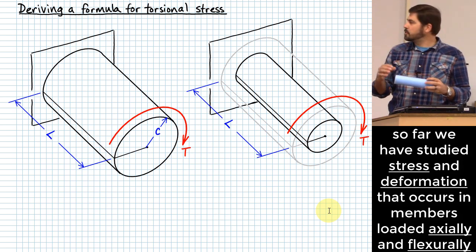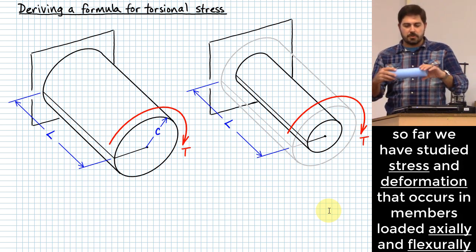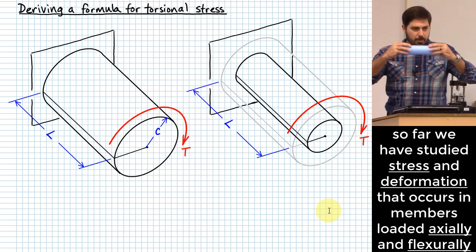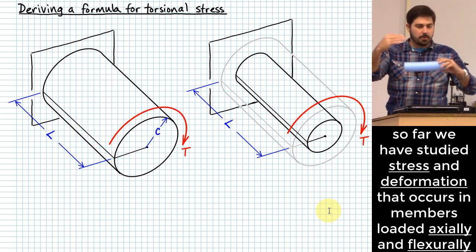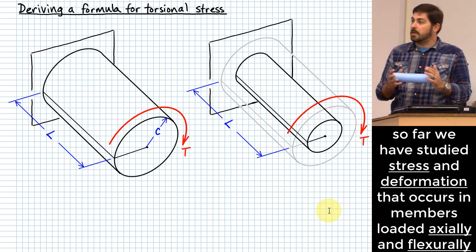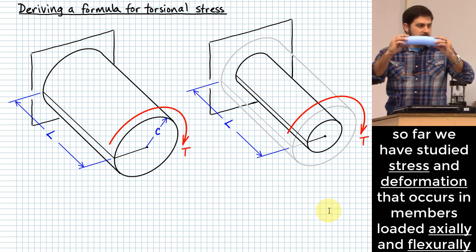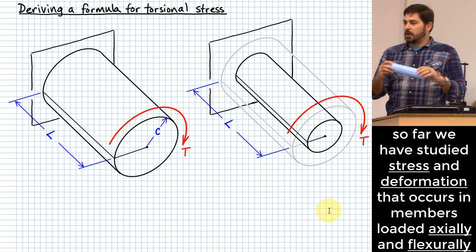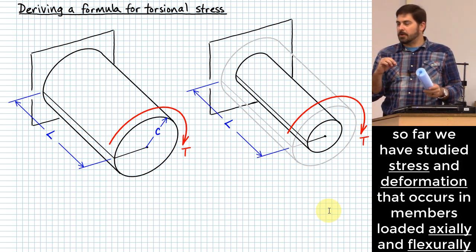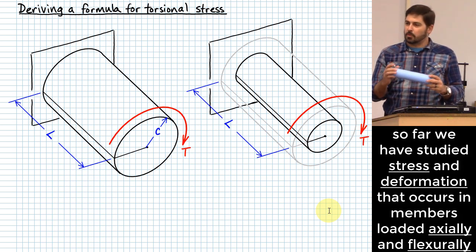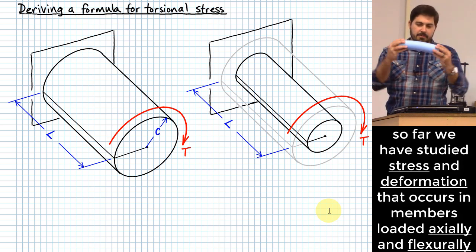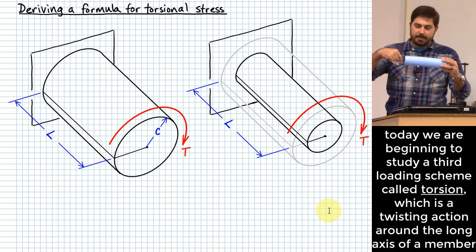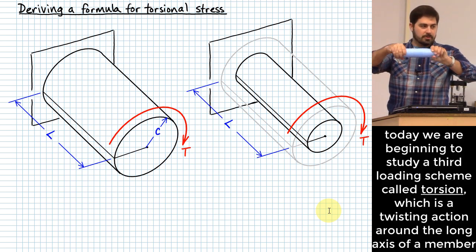So that was sort of the first part of what we did, and then we moved from there to members that instead of being pushed or pulled like this, members that were flexed like this, and we called that flexural stress, or we would call that beam deflection if we looked at how far it would actually move under those kinds of loads. Most loading that happens out there in the real world is typically a combination of those first two that I just talked about, axial, flexural, and then what we're going to start talking about today, and that is torsional, right?